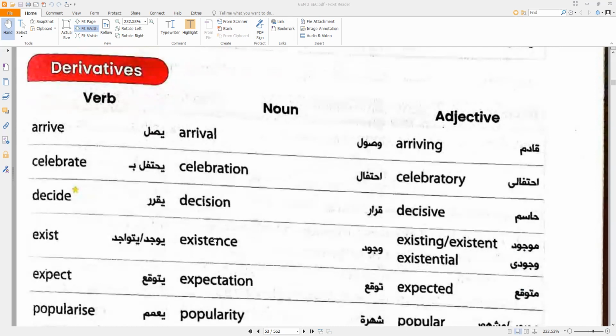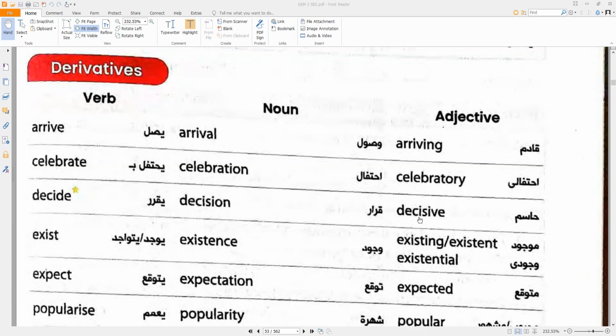Let's go to the derivatives: verbs, nouns, adjectives. Arrive, arrival, arriving. Celebrate, celebration, celebratory. Decide, decision, decisive. That's an adjective.